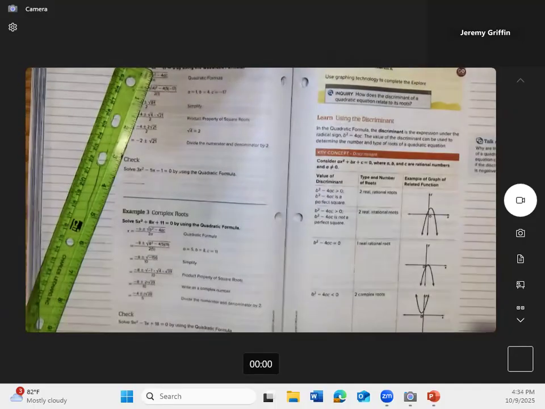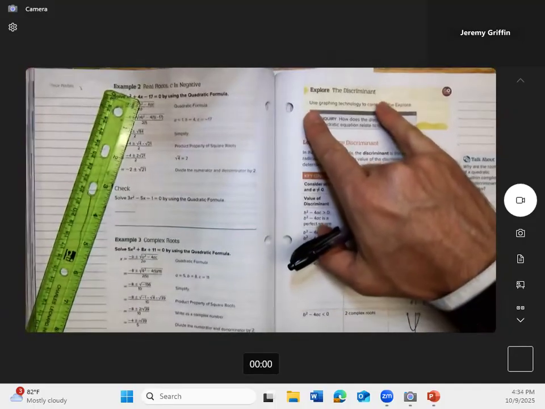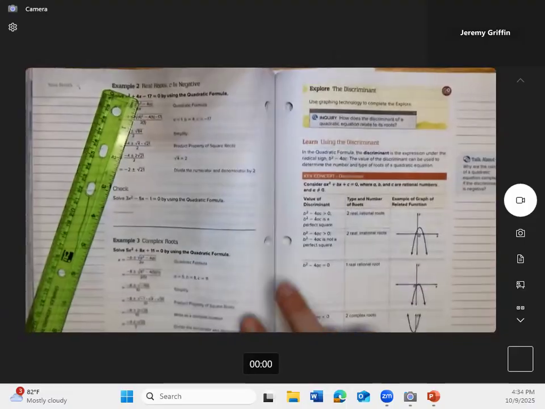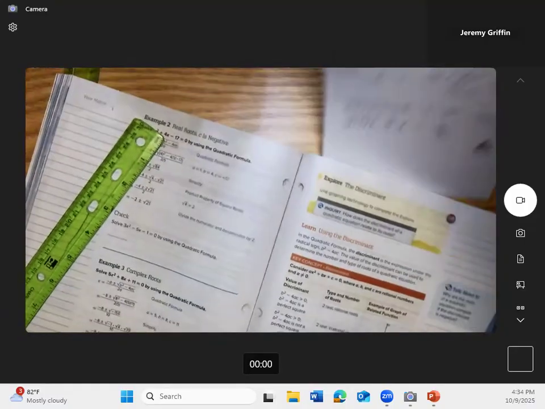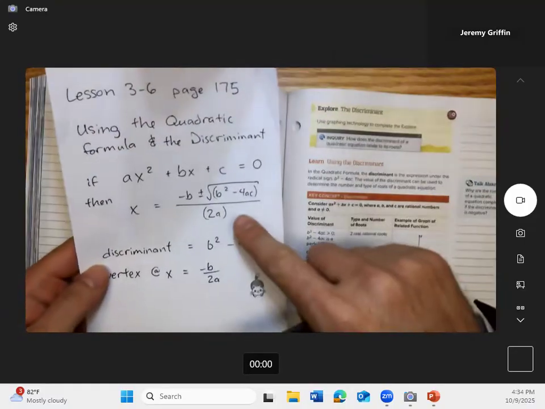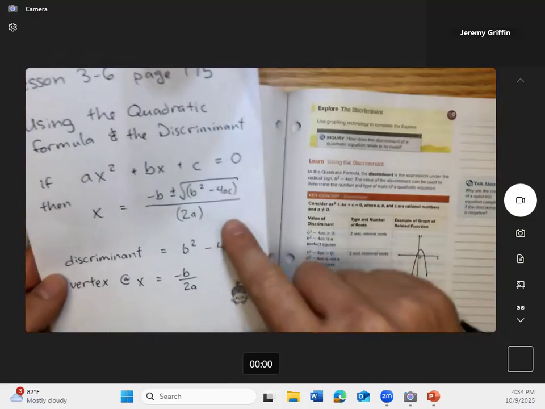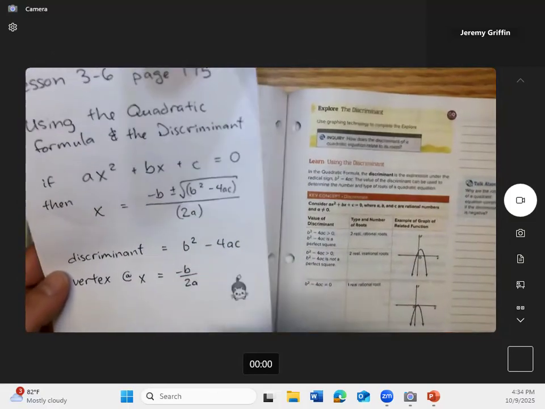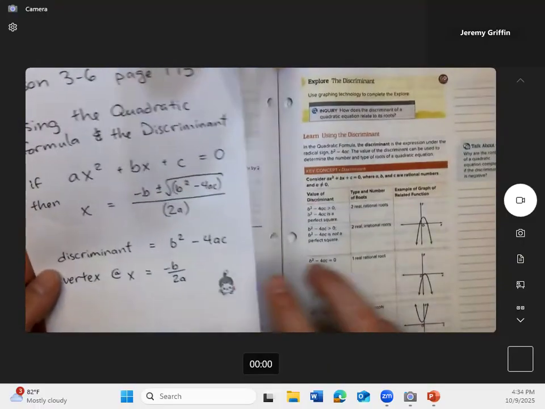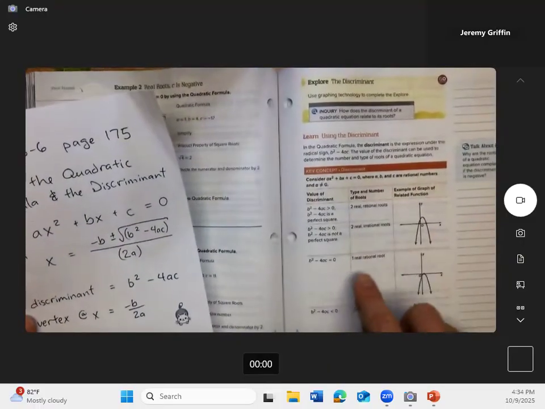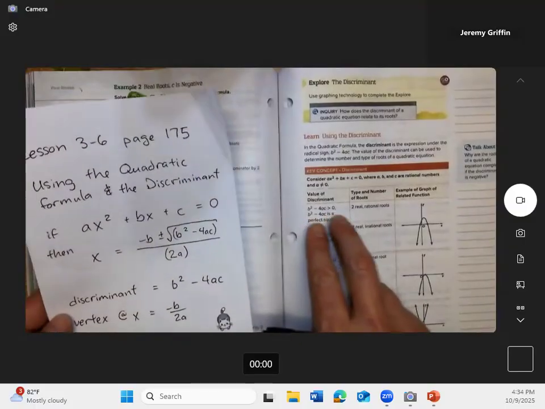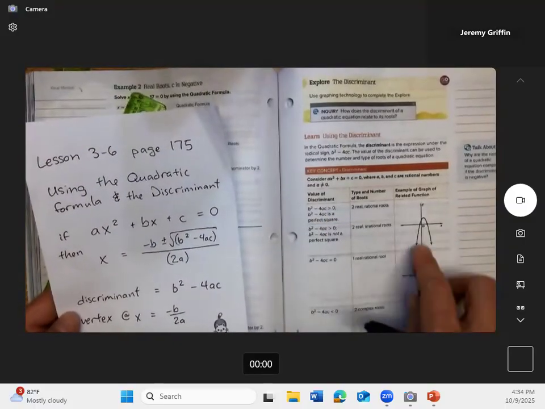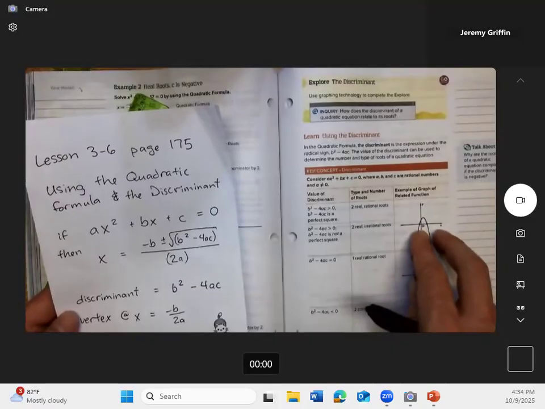All right, the discriminant. This is what I was telling you guys from the start. I have my notes right here. If this is the quadratic formula, then the part underneath the radical, the b squared minus 4ac, they're calling the discriminant, and that tells you how many real solutions there are. If you do b squared minus 4ac and it comes out positive, that means there would be two real solutions. So let's say the parabola crosses the x-axis twice.